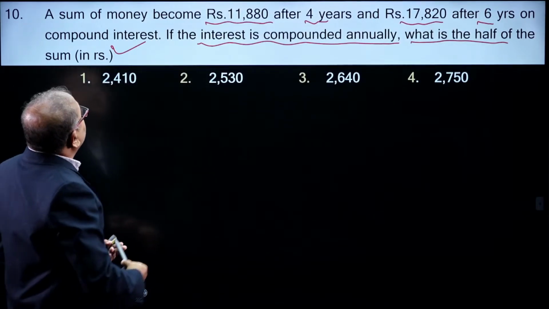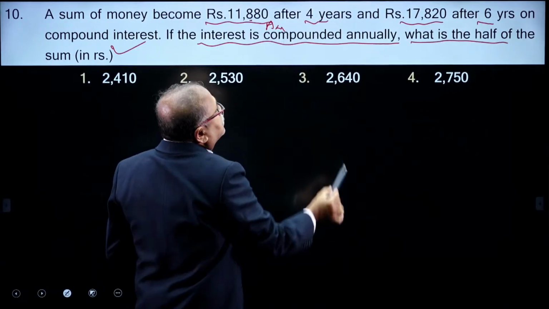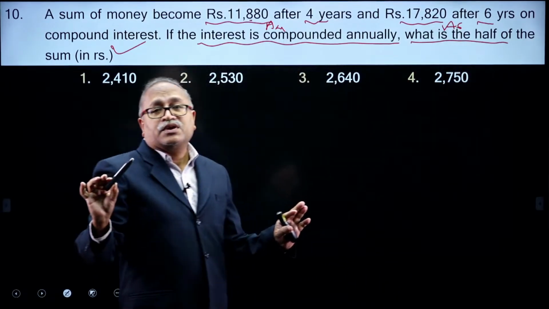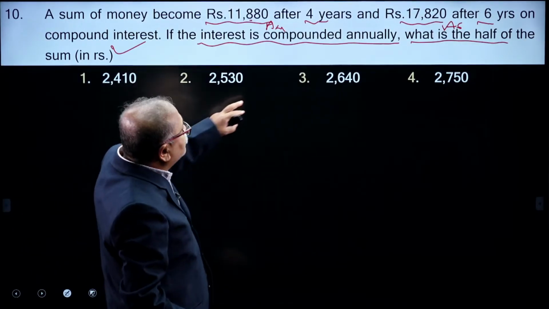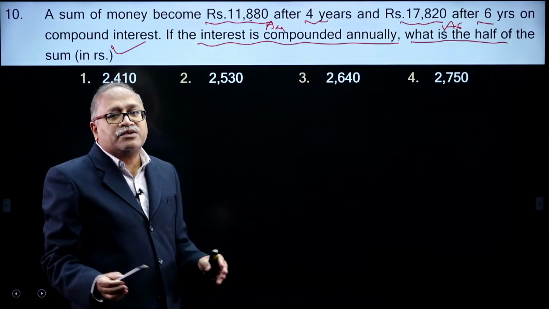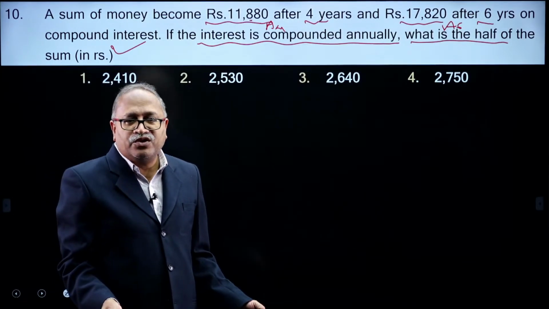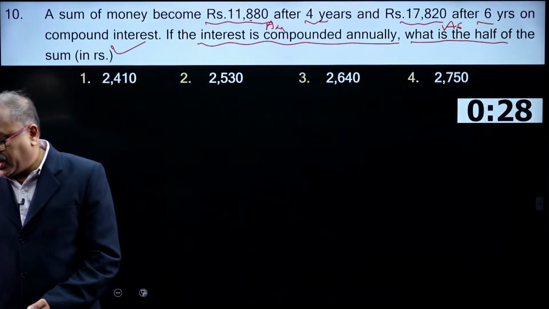I need to find out the sum. What I know is the amount after 4 years and the amount after 6 years, that is all. We do not have the rate of interest, and you are asked to find half of the sum. That means you need to find the sum and just make half of it. Will you be able to answer the question? Take 30 seconds and think of it.